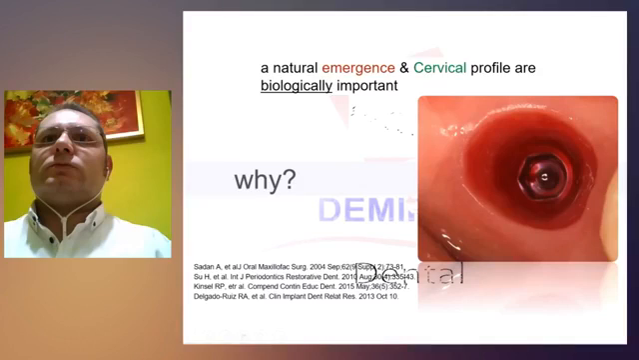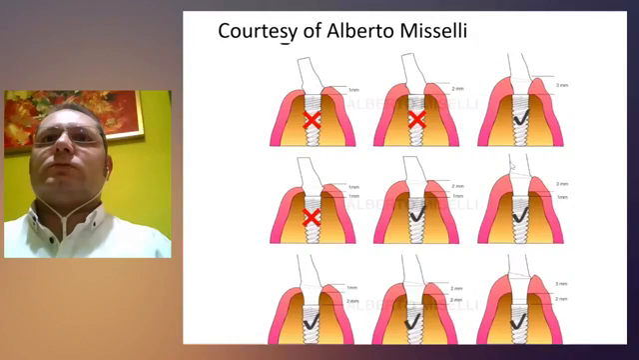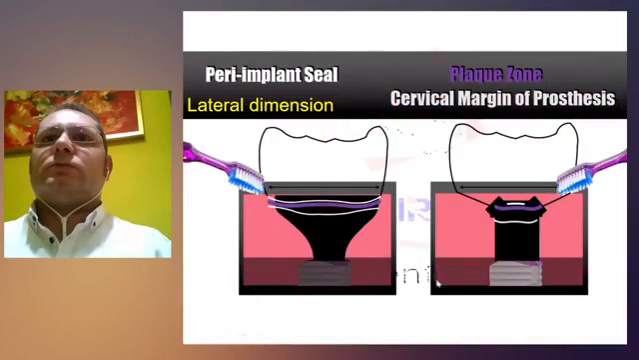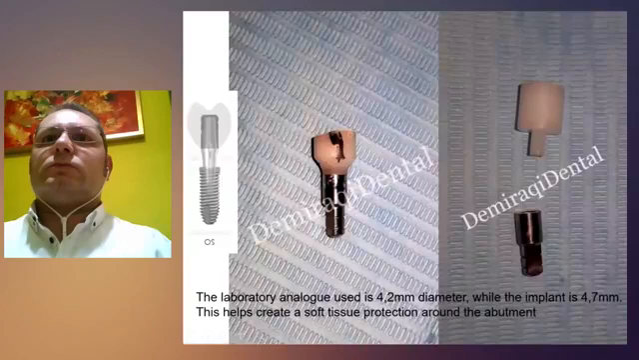Also, what's important is that we have a natural emergence profile. That is why I come to these graphics from Alberto Miselli, who suggests that we should go deep into the bone, at least 1 millimeter, possibly 2 millimeters, and then we have to have at least 3 millimeters of soft tissues above our implant to cover, protect it, and then to give the nice aspect that we need. I believe this is something that anyone would like to have.